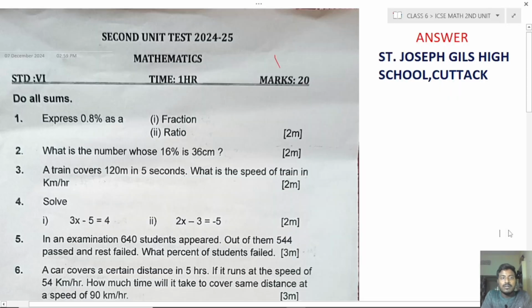Hello everyone, today we solve the class 6 mathematics second unit test 2024-25 question paper in detail of St. Joseph Girls High School, Cuttack. So let's start the session.